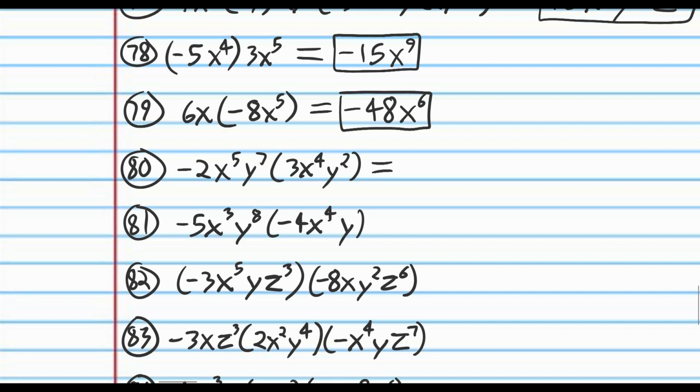All right, we're back. Negative 2 times 3 is negative 6, and that would be x to the 9th. We got 9 x's again, and then y to the 9th. So if you got that answer, good job. And try number 81, and when you come back, we'll do it together.